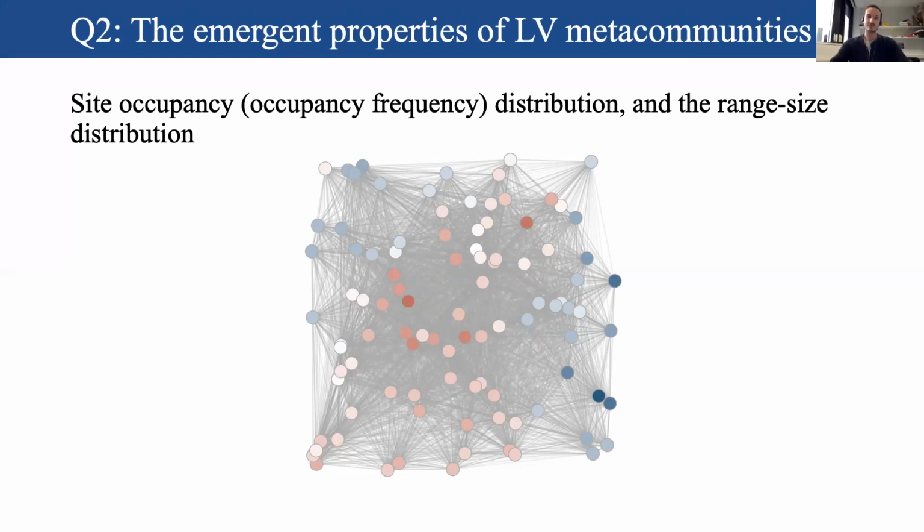Okay, yeah, so let's now consider some of the emergent properties of these systems that by definition are not predicted by the zero-dimensional analysis. First of all, let's look at the site occupancy distribution, sometimes called the occupancy frequency distribution, and a related pattern, the range size distribution.